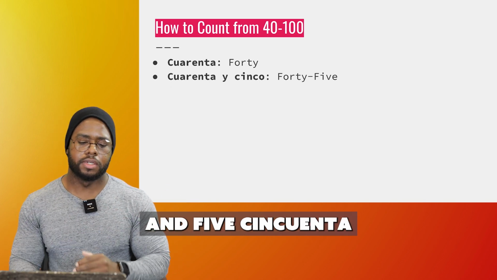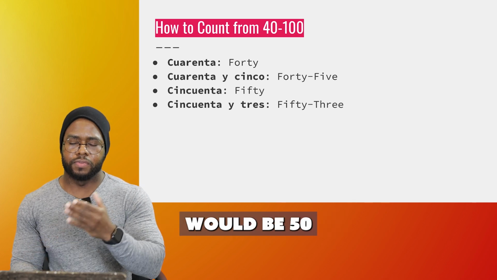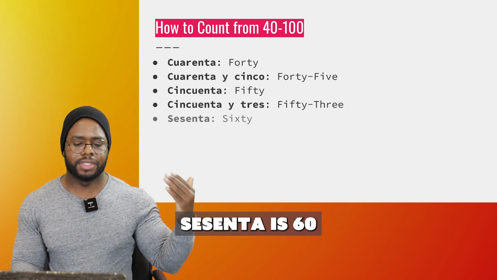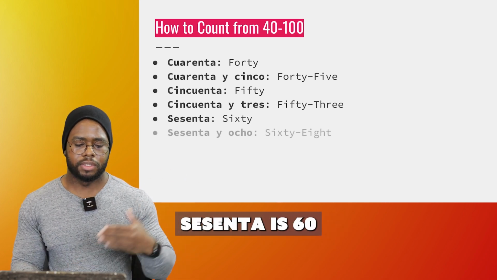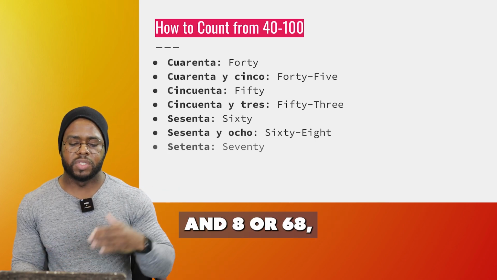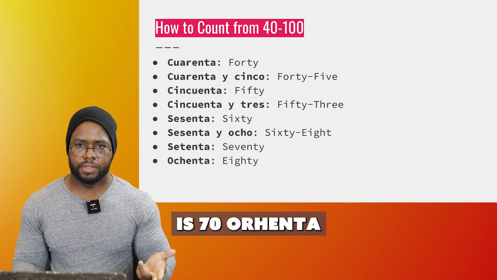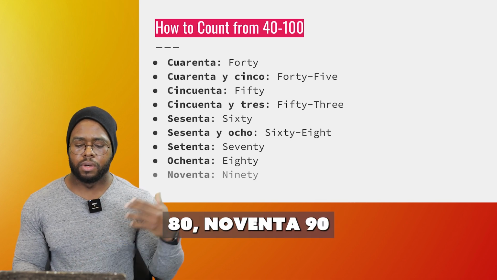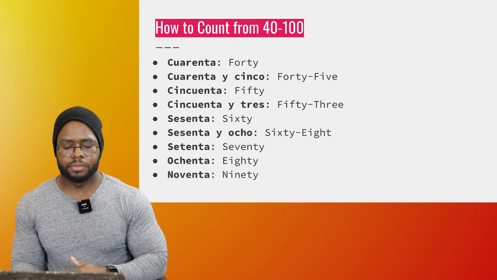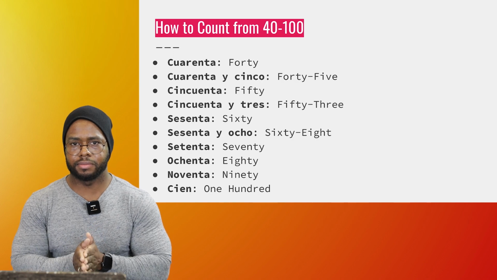So 40 is cuarenta. If I wanted to say, for example, 45, it would just be 40 y 5, cuarenta y cinco. 50 is cincuenta. 50 y 3 would be cincuenta y tres, or 53. 60 is sesenta. 68 would be 60 y 8, sesenta y ocho. And the pattern goes on. So 70 is setenta. 80, ochenta. 90, noventa. And 100 flat is cien.